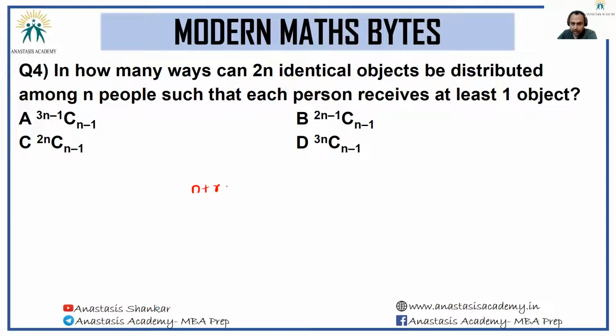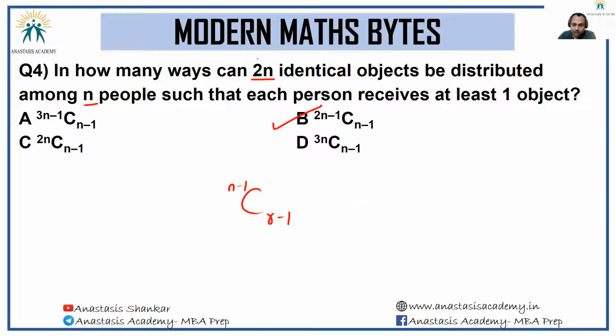n plus r minus 1 C r minus 1 is for when you have no constraint, as in whole number solution sets. But this entire thing changes to n minus 1 C r minus 1 as soon as you're looking for natural number solution sets. These many articles, these many people, so the answer has to be option B.